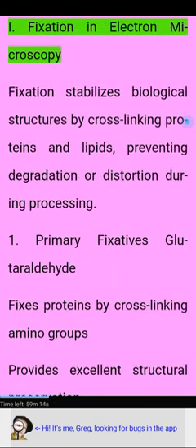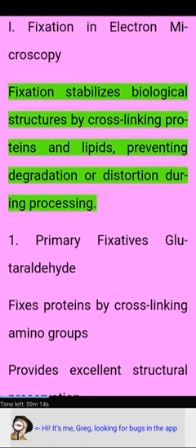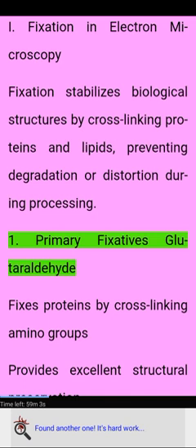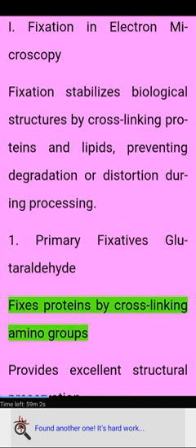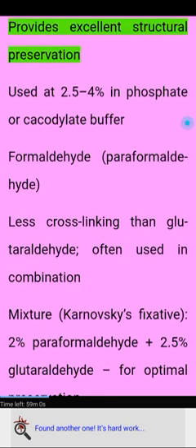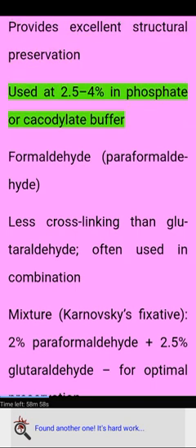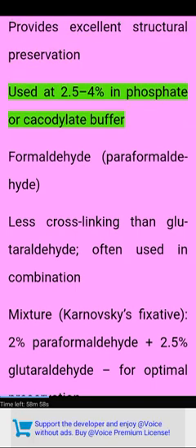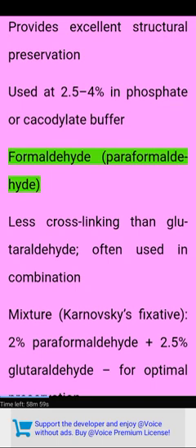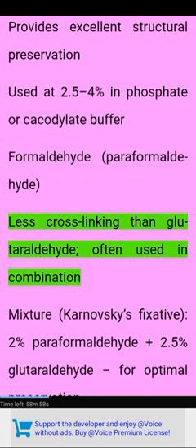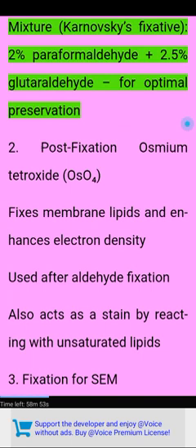Fixation in electron microscopy. Fixation stabilizes biological structures by cross-linking proteins and lipids, preventing degradation or distortion during processing. 1. Primary fixatives. Glutaraldehyde fixes proteins by cross-linking amino groups. It provides excellent structural preservation and is used at 2.5-4% in phosphate or cacodylate buffer. Formaldehyde or paraformaldehyde has less cross-linking than glutaraldehyde and is often used in combination. Karnovsky's fixative mixture, 2% paraformaldehyde plus 2.5% glutaraldehyde, gives optimal preservation.